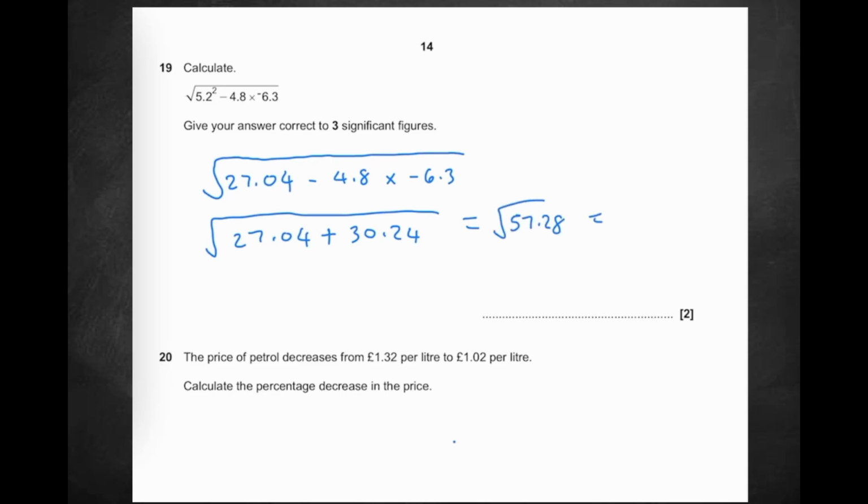Now I'll do that on my calculator, the square root of 57.28. I get 7.568355. The question wants us to give the answer in 3 significant figures, so that is going to be 7.57 to 3 significant figures.